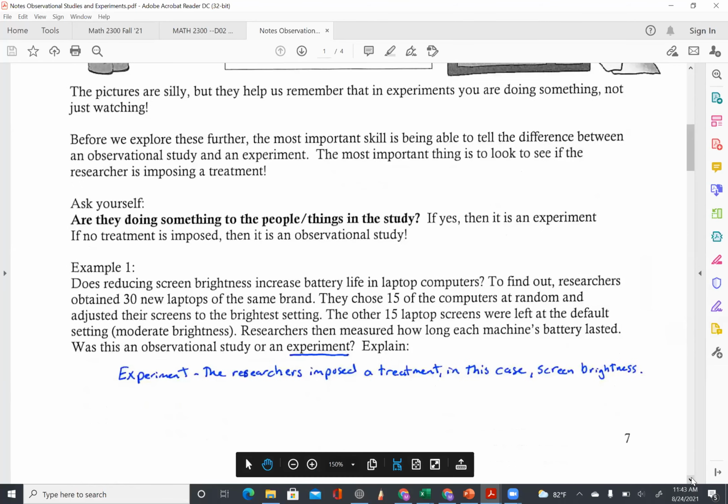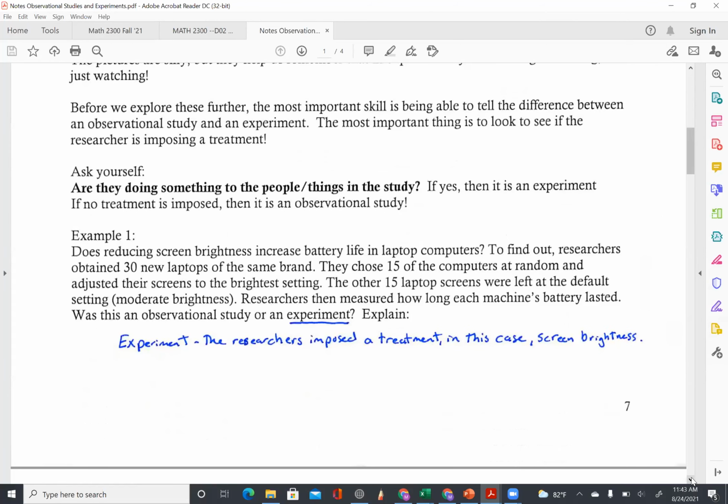Okay, so now we'll go over some examples, and we'll determine whether it is an observational study or an experimental study. In the first example, does reducing screen brightness increase battery life in laptop computers? So this is the research question. Now to find out, researchers obtained 30 new laptops of the same brand. They chose 15 of the computers at random and adjusted their screens to the brightest setting. The other 15 laptop screens were left at the default setting. Researchers then measured how long each machine's battery lasted.